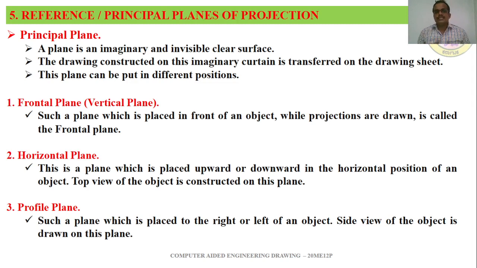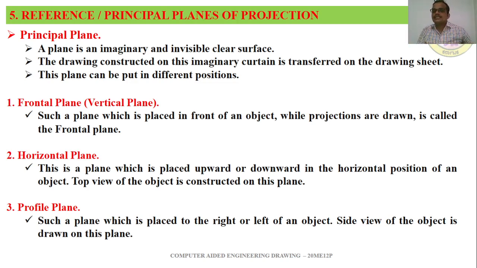Now we'll understand the principal planes of projection. What do we mean by a principal plane? A plane is an imaginary and invisible clear surface. So every plane we are talking about is an imaginary plane, an invisible clear surface. The drawing constructed on this imaginary curtain is transferred onto the drawing sheet. Now we are assuming an imaginary, invisible, clear surface as a projection plane, and we are transferring the image that is formed, or captured, on that projection plane.